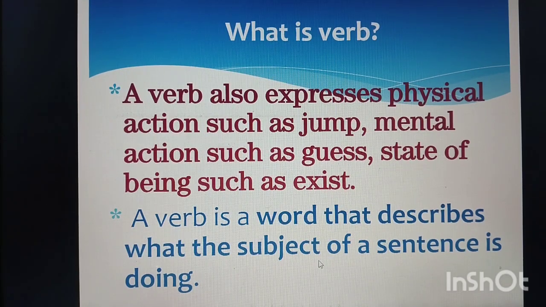Understand? It means that the sentence is primary in showing what the verb is doing. So the verb describes what the subject of the sentence is doing. This definition shows that a verb is not only action but also mental action and a state of being. These are the definitions of verbs.